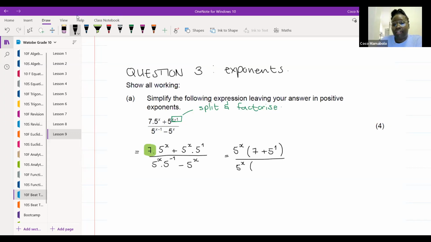Good, Caitlin, I'll have 5 to the power of -1. What have you forgotten? I've also taken out 5 to the power of x over here. If I take it out, what do I have left over here? That's it, Waruna. Excellent, good. We'll have a -1 left.